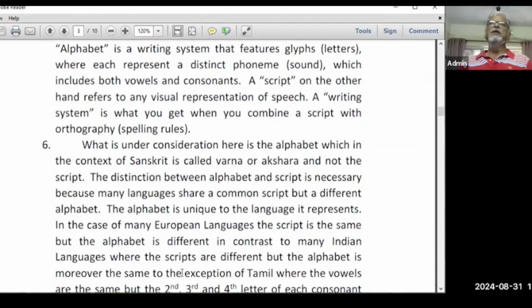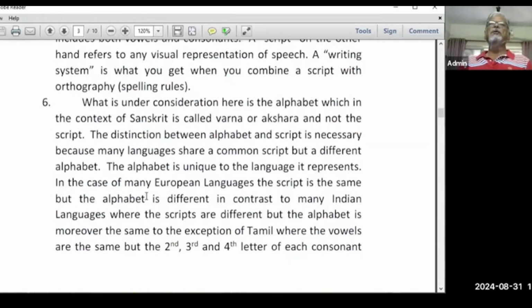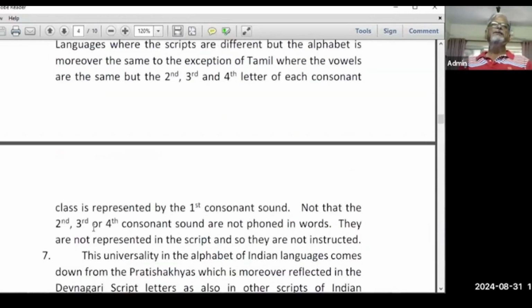In the case of many European languages, the script is the same but the alphabet is different, in contrast to many Indian languages where the scripts are different but the alphabet is more or less the same, with the exception of Tamil, where the vowels are the same, but the second, third, and fourth letter of each consonant class is represented by the first consonant sound. Not that the second, third, or fourth consonant sounds are not formed in words. They are not represented in the script, and so they are not instructed.